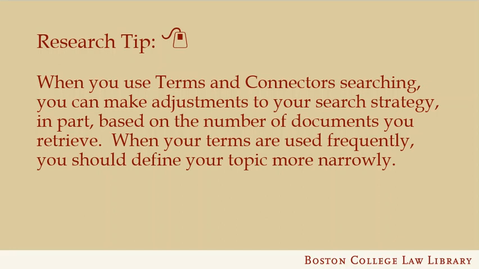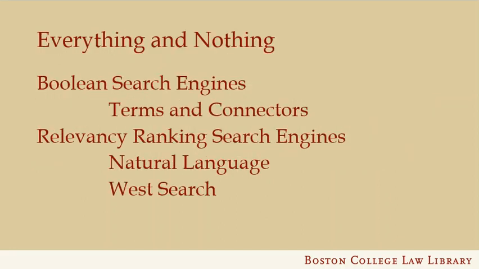Here's another research tip. When you use Boolean terms and connector searching, you can and should make adjustments to your search strategy in part based on the number of documents you retrieve. When your terms are used frequently, you should define your topic more narrowly. When there don't seem to be a lot of cases directly on point, try thinking of analogous situations to search for. Strive for balance in your searches.